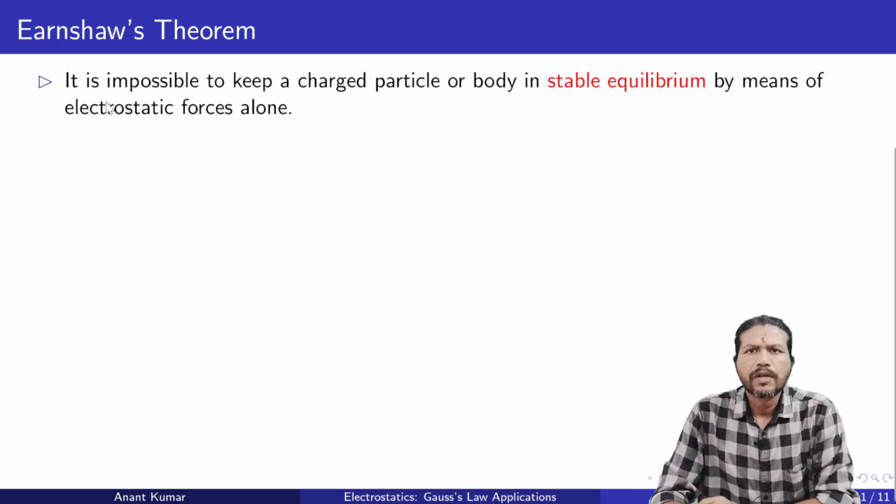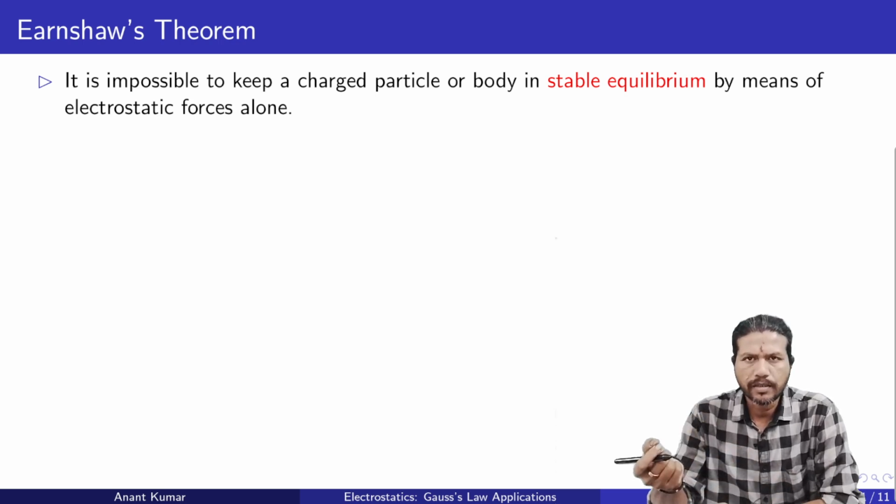What the statement says in this case is that if I have a system of static charged particles, then these charged bodies can't keep another charged particle in the state of stable equilibrium only by acting among themselves. So if the electrostatic forces are the only forces, then we can't have stable equilibrium of a charged particle. Now, how does this come out to be?